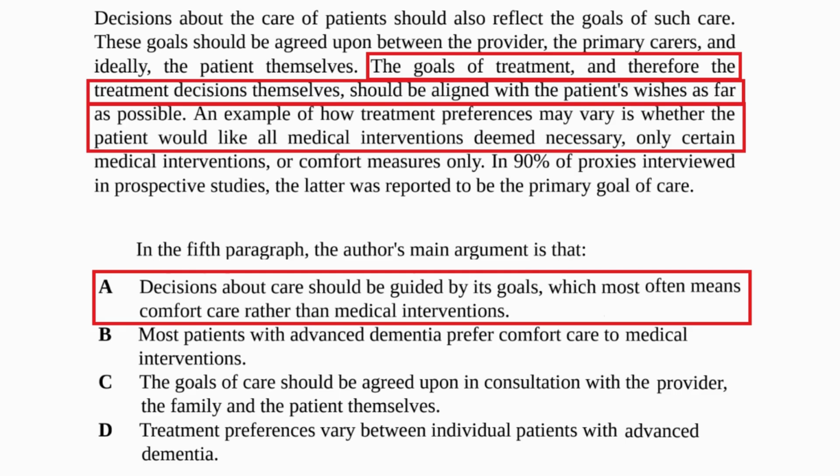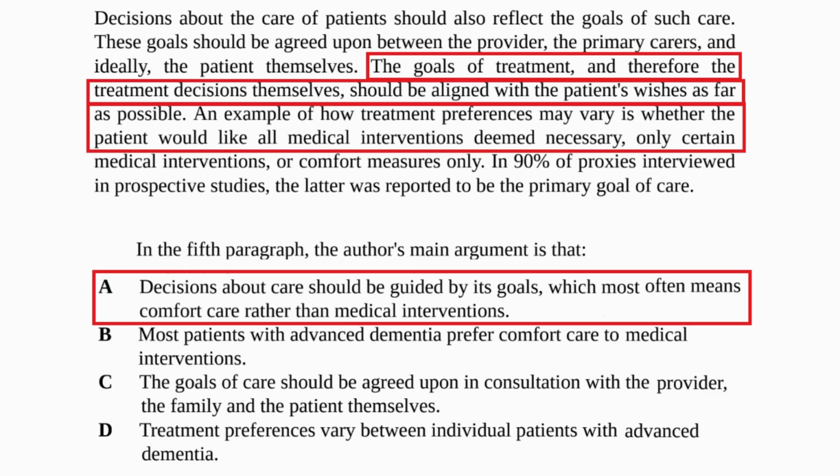A. Decisions about care should be guided by its goals, which most often means comfort care rather than medical interventions. This option accurately captures the main argument of the paragraph. It emphasizes that the goals of care should guide decisions, and in the context of patients with advanced dementia, comfort care, as opposed to extensive medical interventions, is often the primary goal.